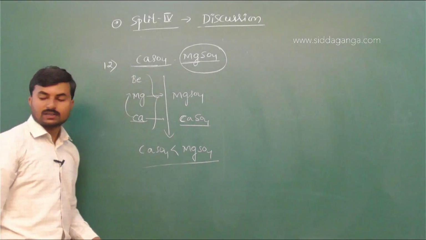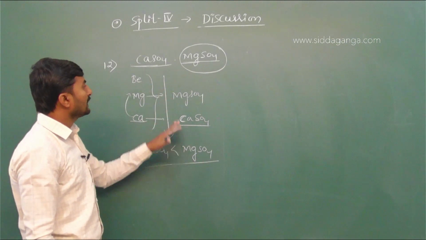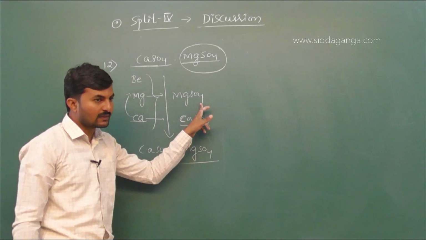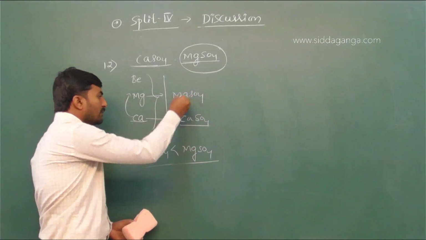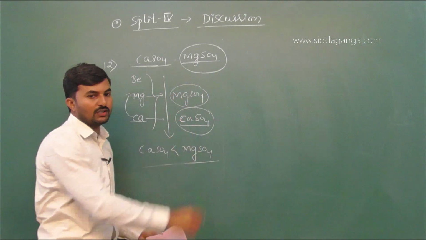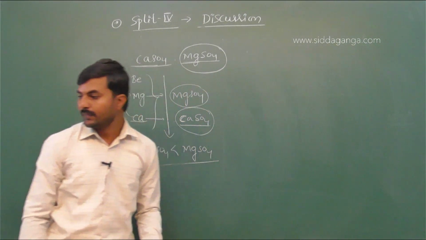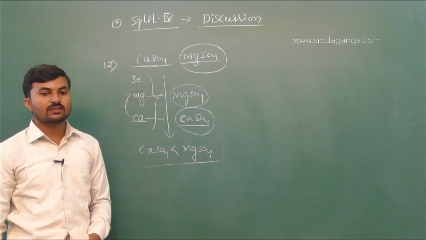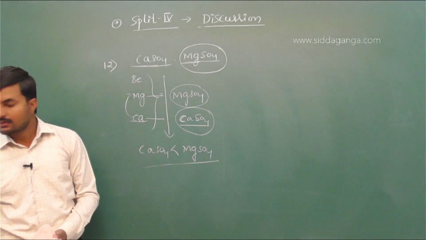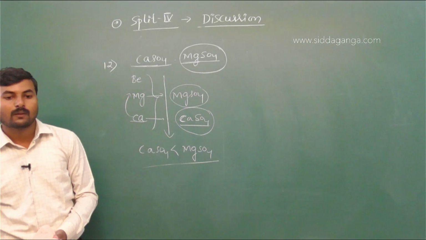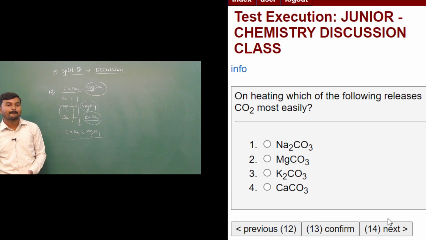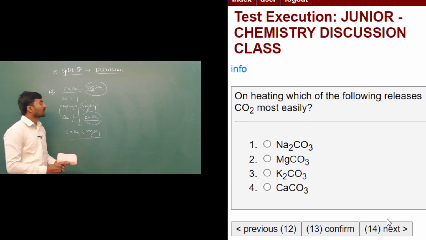Here you must remember only one thing, the common trend: as we move down the group, the solubility of alkaline earth metal compounds decreases. With respect to that, calcium, which comes after magnesium, has lesser solubility compared to magnesium. So the correct option is option 2, that calcium sulfate is less soluble than magnesium sulfate. Okay, so the next question. Question number 13.